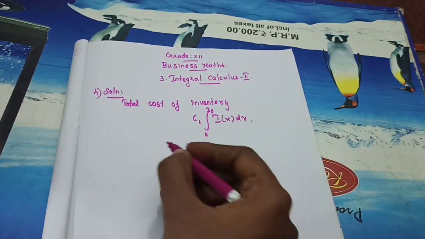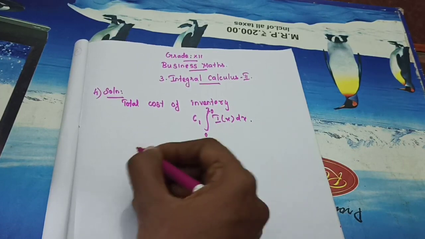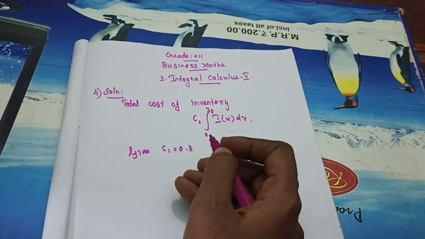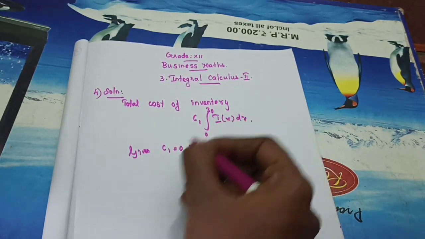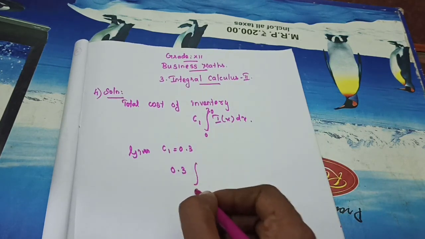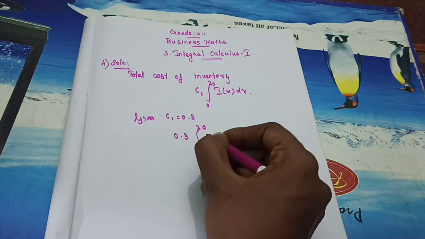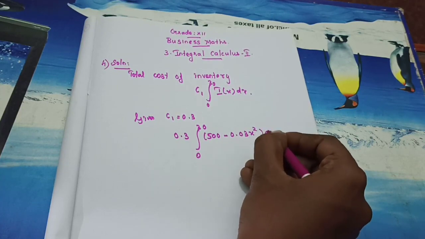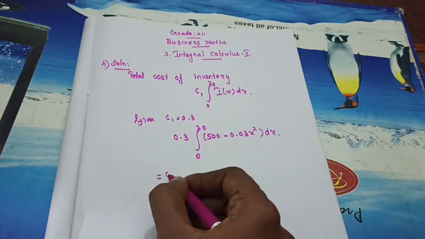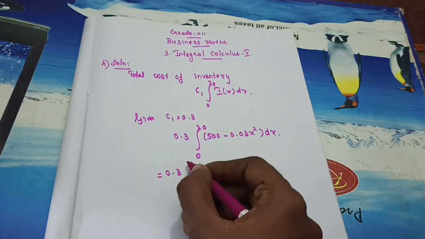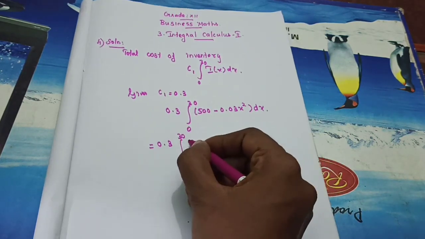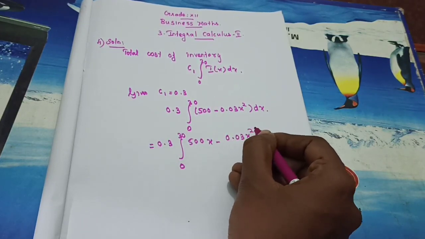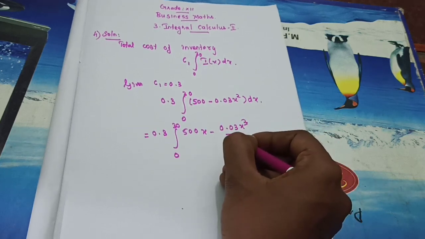This is the formula. C1 also, the value is given in your question, 0.3. The daily holding cost per scooter, that is the C1 value, is given. Substitute here. So 0.3 into the integral of 0 to 30 of I, which is 500 minus 0.03 x square, dx. Now integrate it. That's equal to 0.3 into the integral of 0 to 30, integrating 500 x minus 0.03 x cube by 3. Okay.